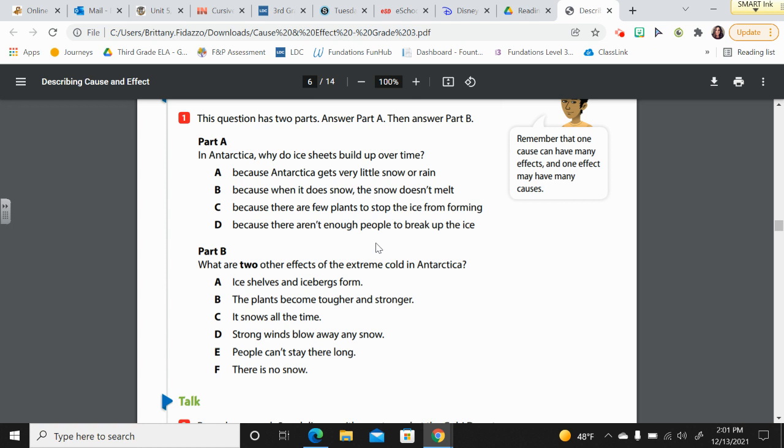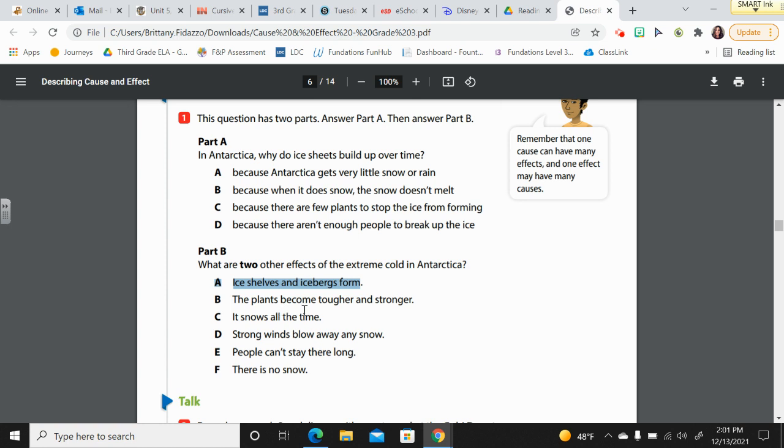Do you remember? Yeah, hopefully you remember that snow doesn't melt there. In fact, when it does snow, it just builds up into sheets of ice. So the correct answer for that one is choice B. Part B, we need to choose two. What are two other effects of the extreme cold in Antarctica? So think about what we underlined. Ice shelves and icebergs form. Is that something that happens as a result of the cold? I remember underlining that. Yes, I would circle that one.